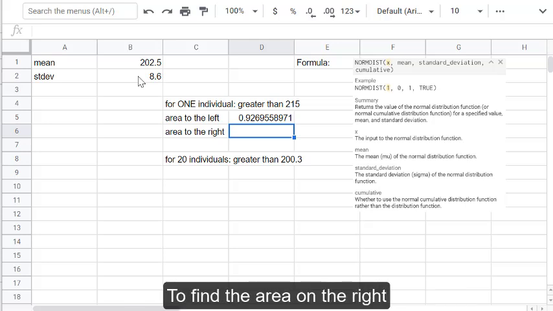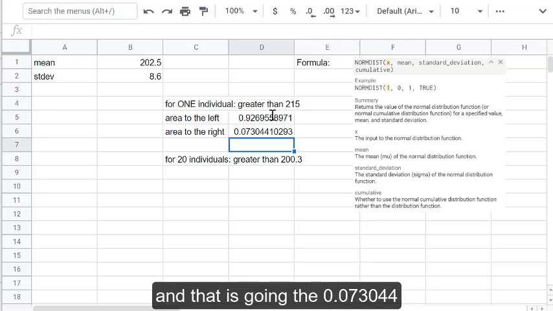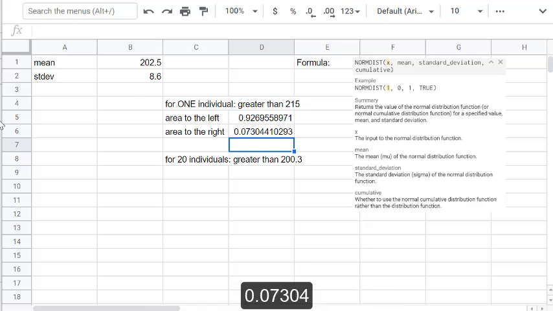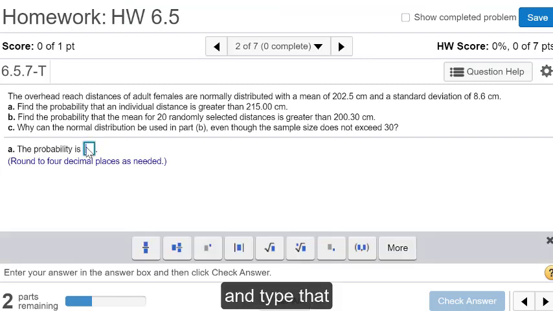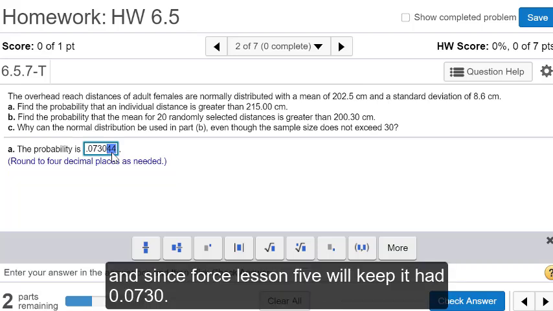To find the area on the right, we're going to say equals and then 1 minus that value that we just found, and that is going to be 0.073044. So let's take that first answer, 0.07304, and type that. And we want to round off to 4 decimal places, and since 4 is less than 5, we'll keep it at 0.0730.